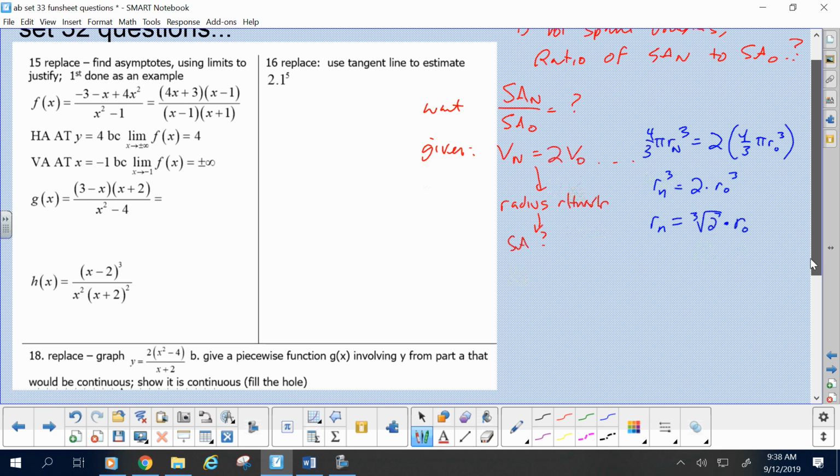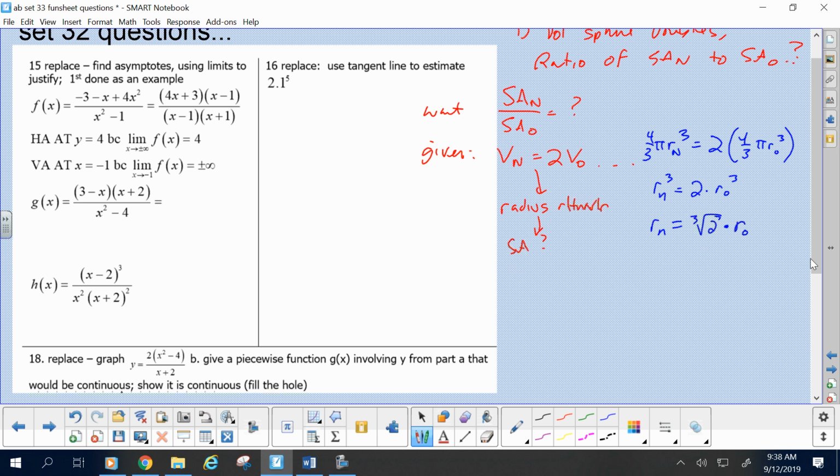That's cool. Now let's talk the surface area question. I don't want an equation like I did here. It seems like they want it in ratio form. Okay, so surface area new to surface area old. What now? Formulas, yeah. 4 pi r new squared is to 4 pi r old squared. Cool. What now?